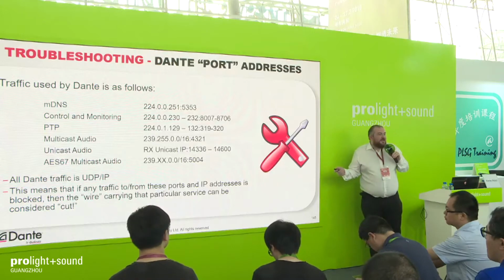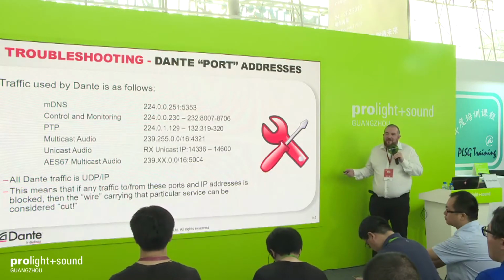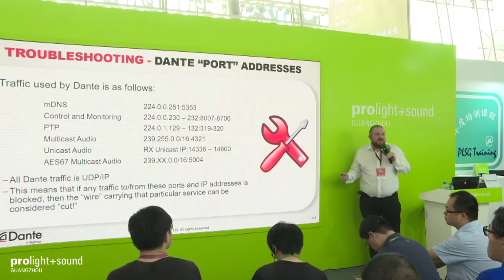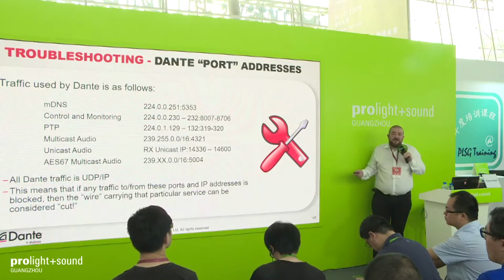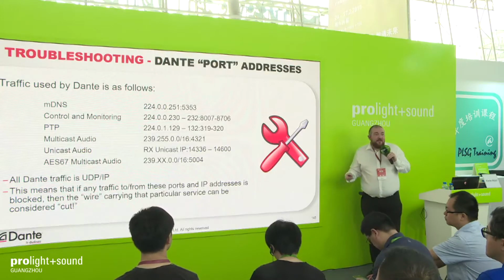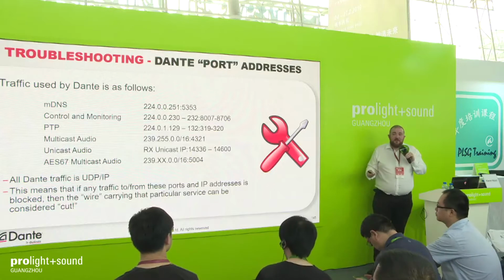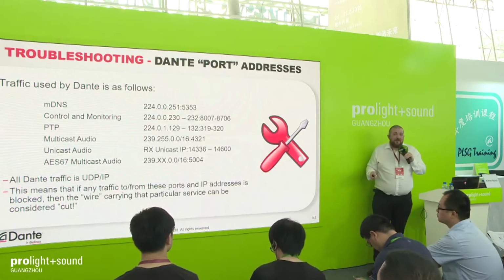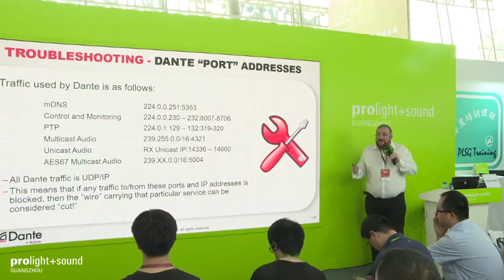One thing to note, all Dante traffic is UDP, so we don't have a TCP stack. That's quite nice because TCP is a slightly easier transport layer protocol to hack. UDP is more difficult because it doesn't always reply. It also means that our attack surface is half the size because if you're doing a Dante only network, hey, you can just happily block all TCP traffic, no problem. It doesn't affect us.